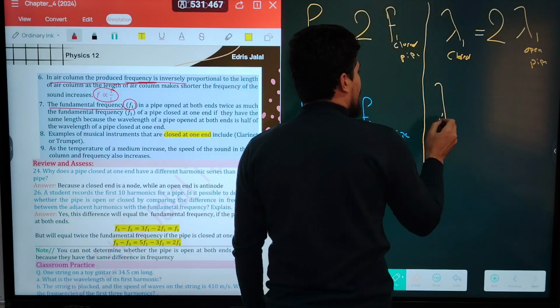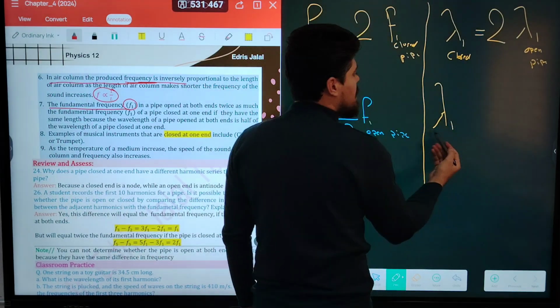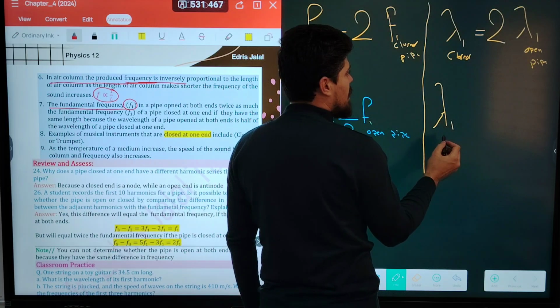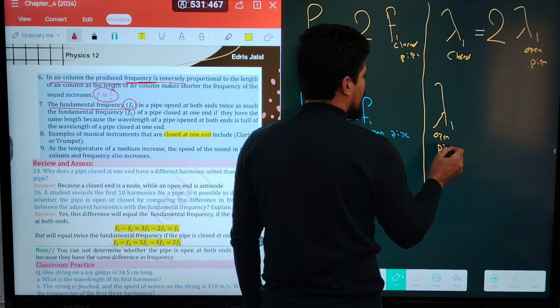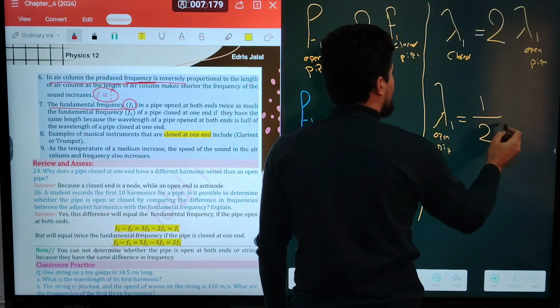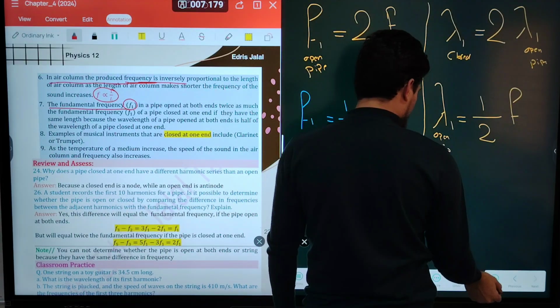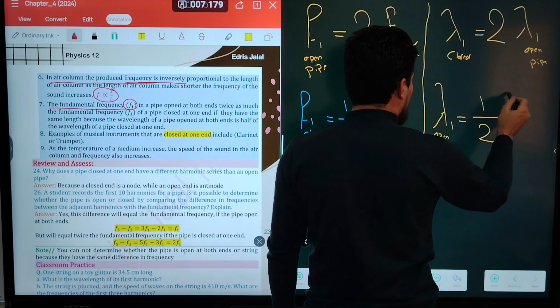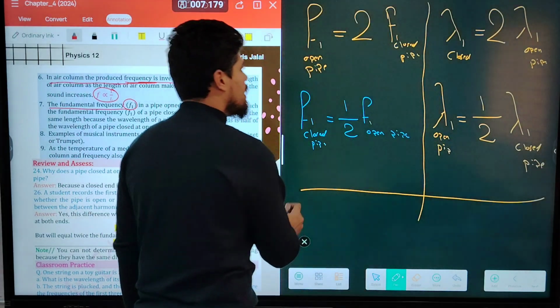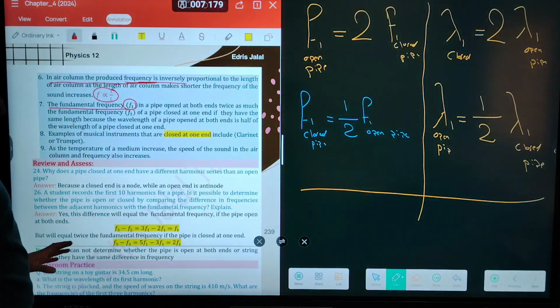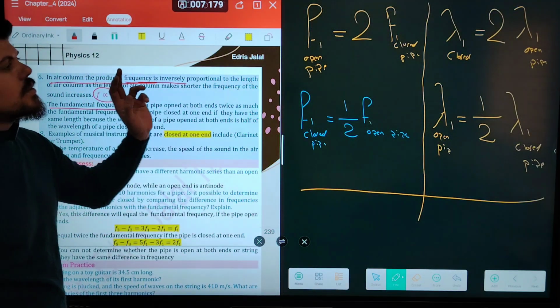And you can write down like this: the fundamental lambda 1, it means the fundamental wavelength of the open pipe, is equal to half of the fundamental wavelength for the closed pipe. So this relation is very, very important, guys. Be careful. Maybe they will bring it in the exam.